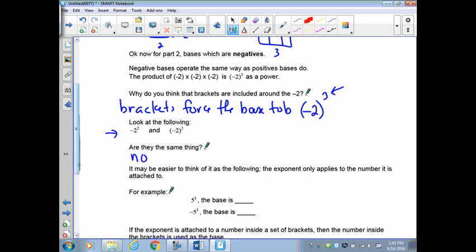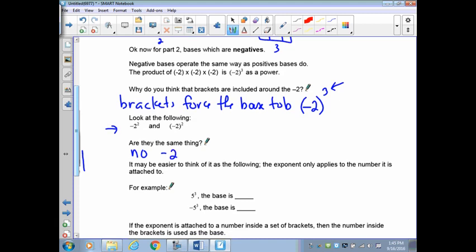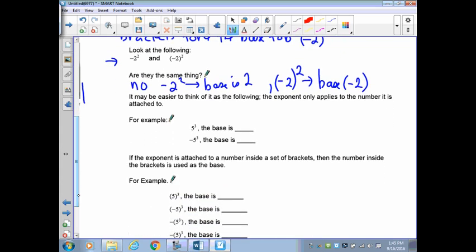In fact, if you take a look at negative 2 to the 2, the base is a 2. All right? And a negative 2 inside brackets, the base is a negative 2. All right? So let's take a look at 5 to the 3. What is the base? Well, if you take a look, it's a positive 5. Now take a look at the second one. What is the base? Now here's where it gets a little bit tricky. Because there's no brackets, that means that the base here is also a 5.